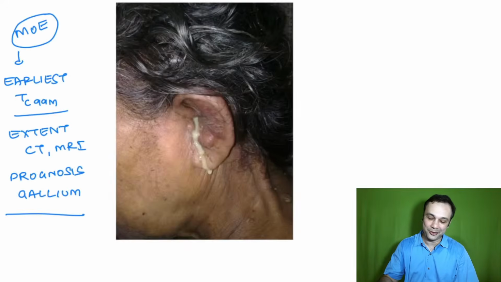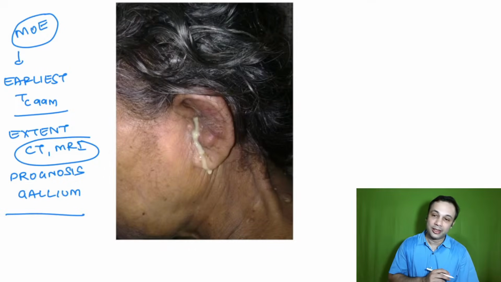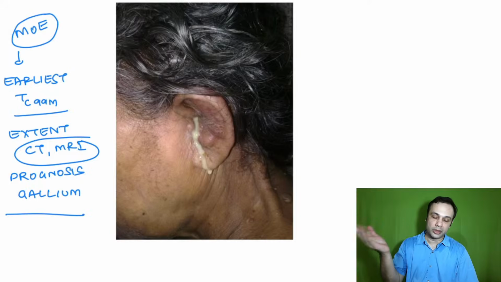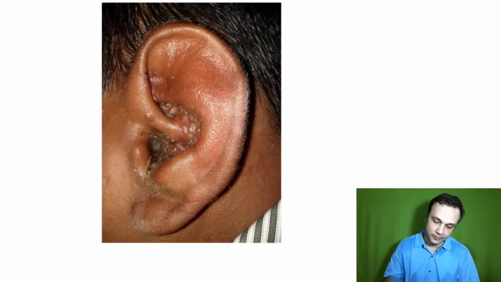Okay, investigation of choice is always CT and MRI. So investigation of choice is CT and MRI as far as malignant otitis externa is concerned. Earliest to diagnose would be a technetium 99M, and prognosis would be gallium scan.